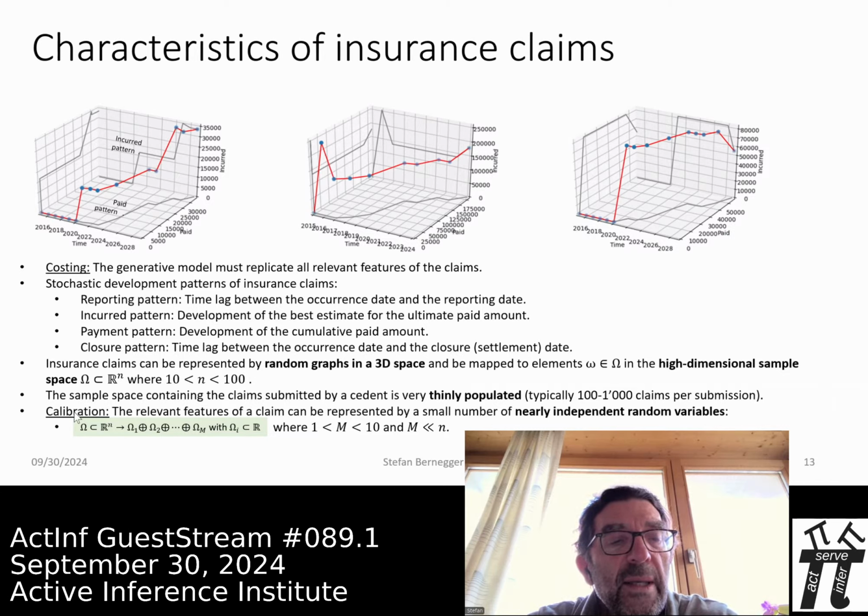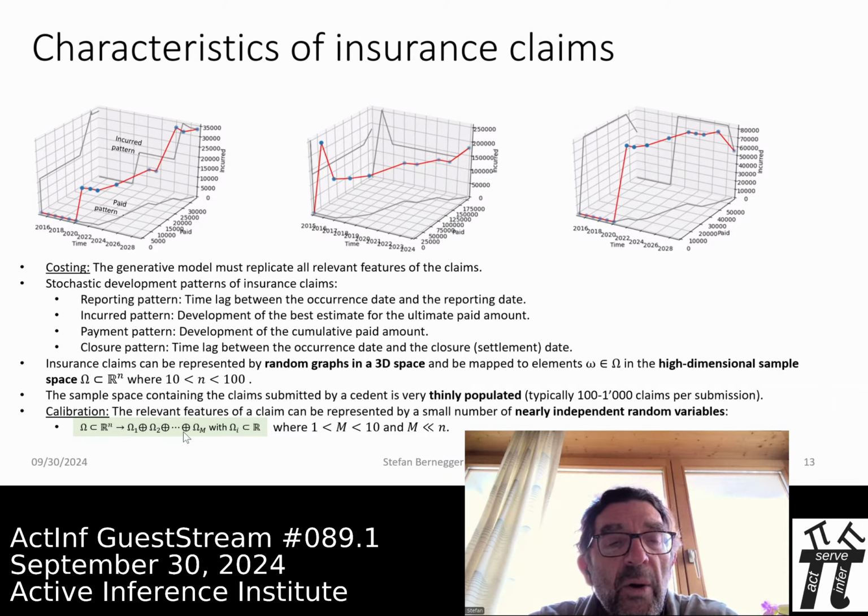So what is done here, and this is maybe the only formal symbols I'm using, I say the sample space is high dimensional, and what we do is we decompose it into m one-dimensional spaces.